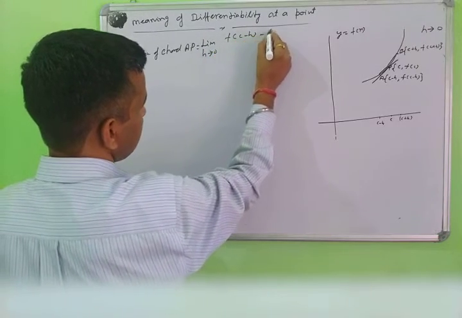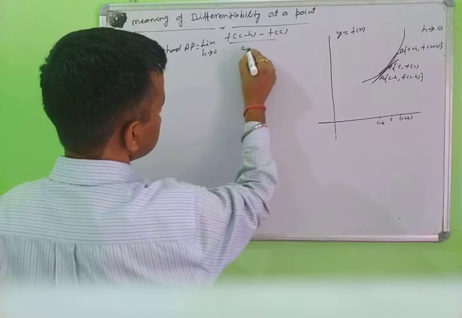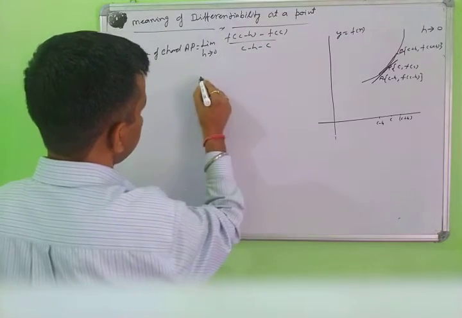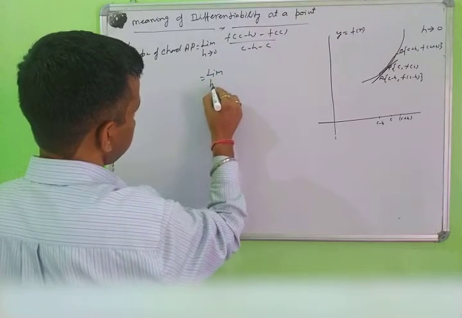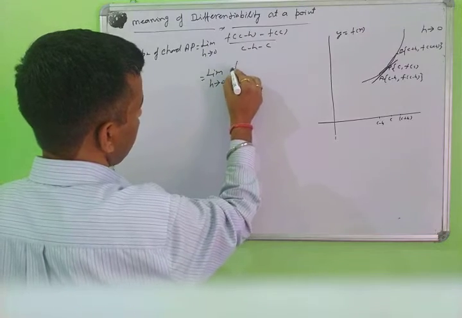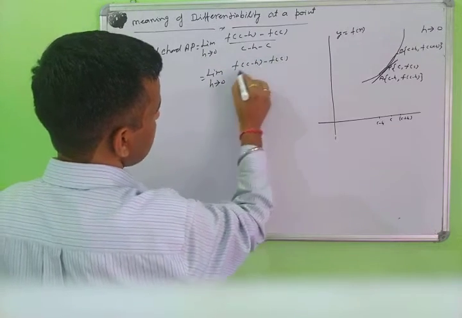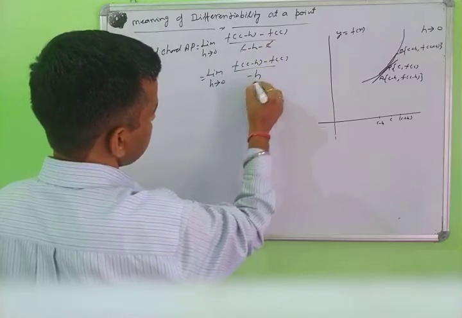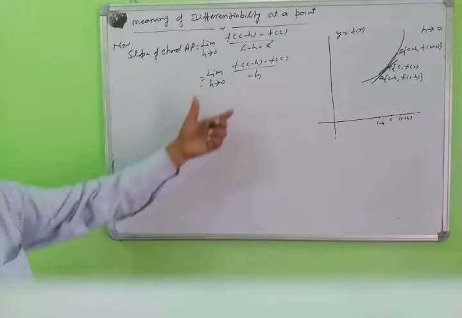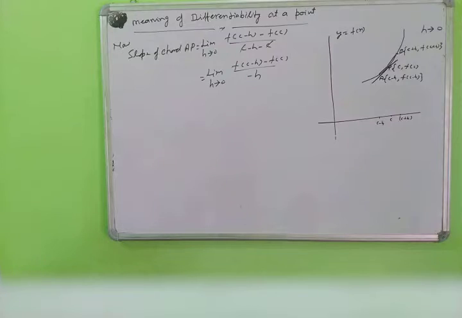f(c minus h) minus f(c) upon (c minus h) minus c. What is left here? Limit h tends to 0, f(c minus h) minus f(c), the c will be cancelled here, upon minus h. This is the slope of the left hand side. Similarly, find the slope of the right hand side here.